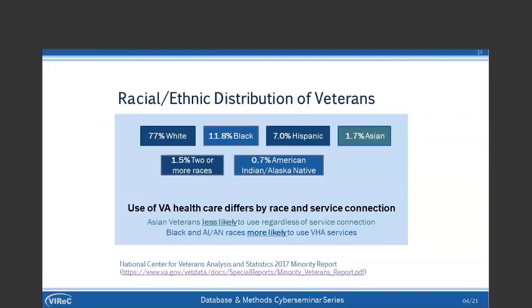The overall racial and ethnic distribution of veterans is about 77% white, about 12% black, 7% Hispanic, almost 2% Asian, about 1.5% are two or more races, and almost 1% are American Indian or Alaska Natives. However, the distribution that actually uses VA services does vary by race. Asian veterans are less likely to use, and Black and American Indian and Alaska Natives are more likely to use VA services.